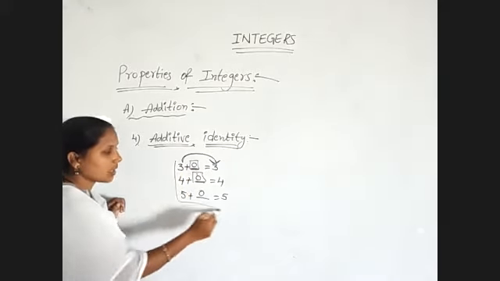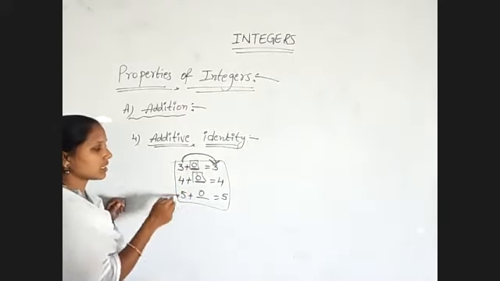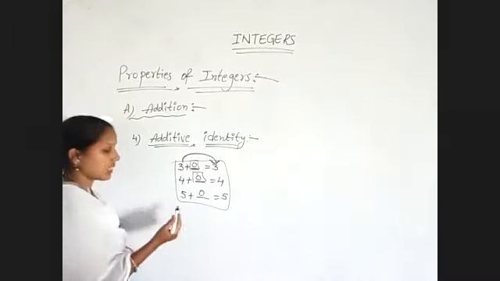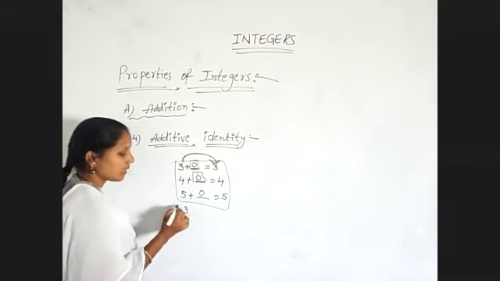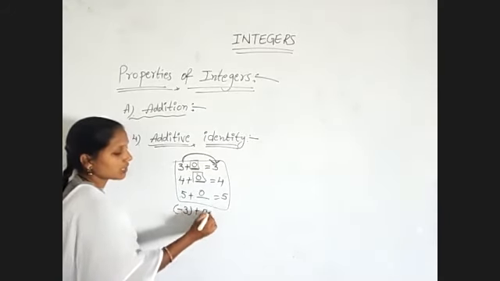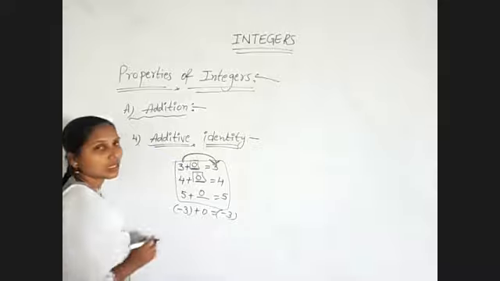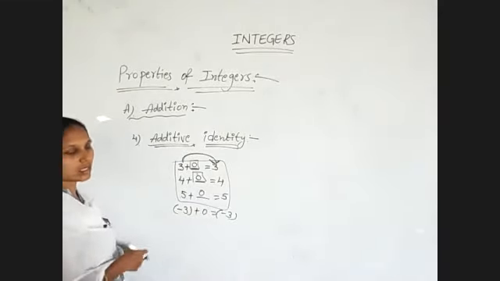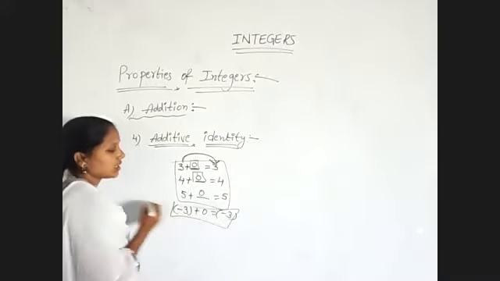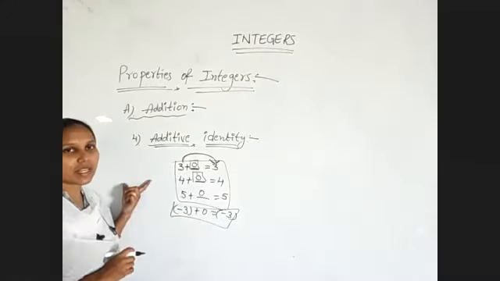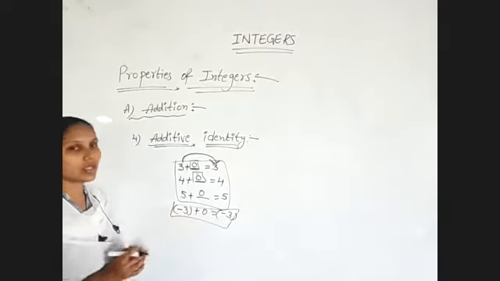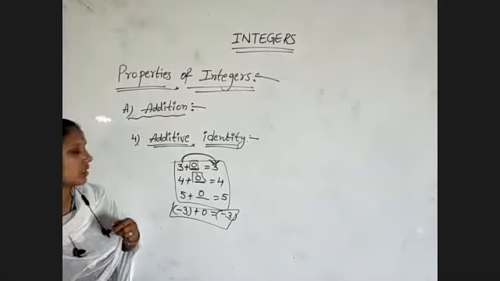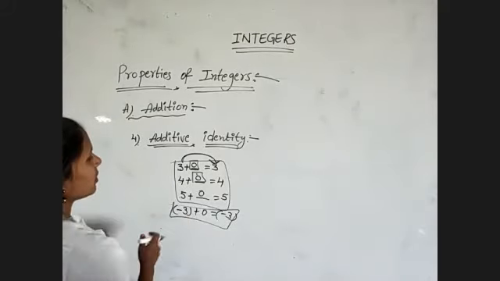Here I have used whole numbers. Even we can consider these numbers for integers also, but positive integers. Now we will check for negative integers. What we will do? Minus 3 plus 0 will be equal to minus 3 only. We are adding nothing, so we will get the same number as the result. That's why the additive identity element of integers is also 0. So 0 is the additive identity element of integers.